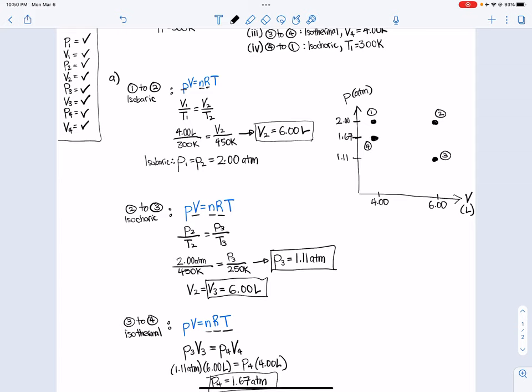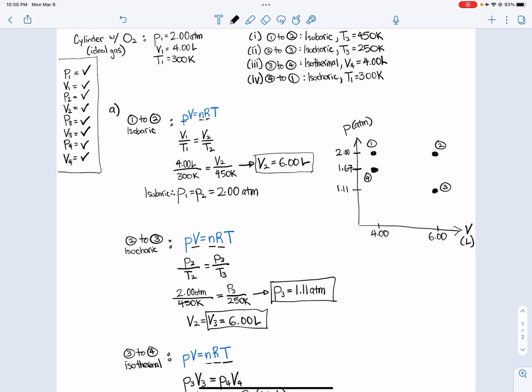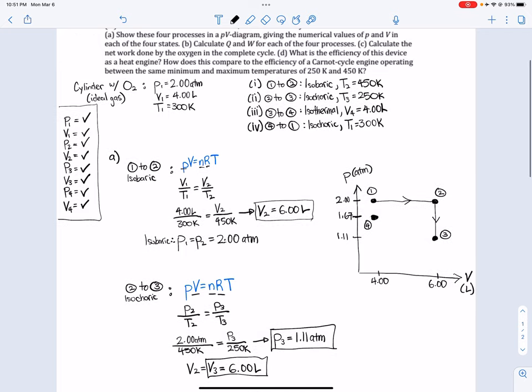So let's draw that. We have an isobaric process from state 1 to state 2, so constant pressure. Isochoric process, or constant volume, from state 2 to state 3, so constant volume, that's a straight line. Then we have an isothermal process from state 3 to state 4, so that would look like that. Then we have an isochoric process from state 4 to state 1, so that would look like that. Okay, and that is our answer for part A. That's the PV diagram.